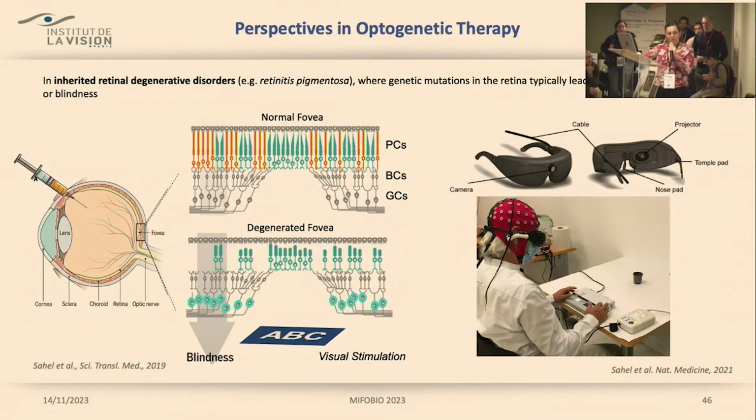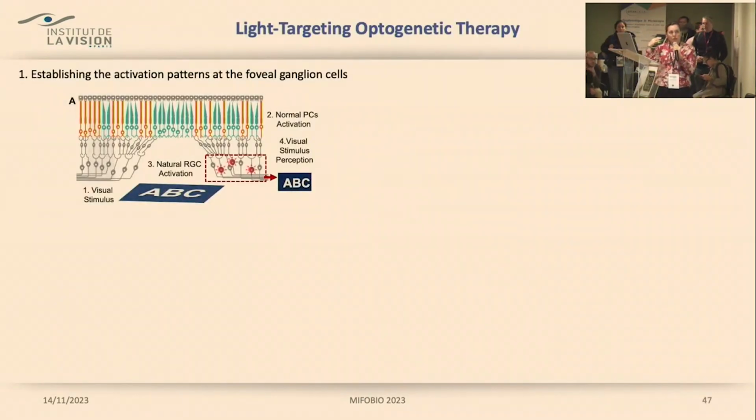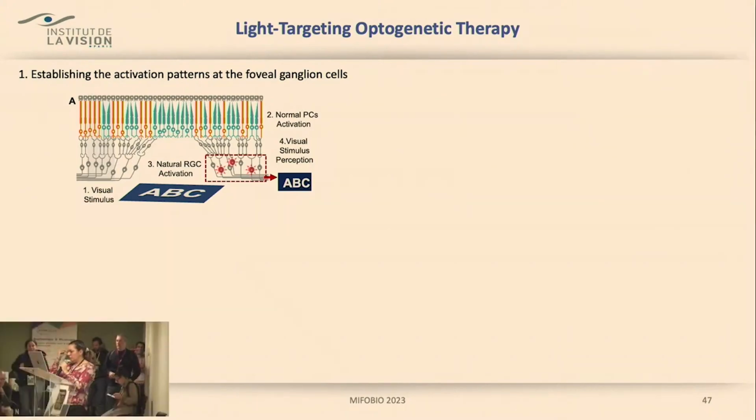This is a nice application where our holographic methods could be applied, and this is something that we target. In that case, the optogenetic activation of the ganglion cells was really unspecific. So the camera was recording the object, transforming that into an intensity pattern that was sent to the patient's eye.